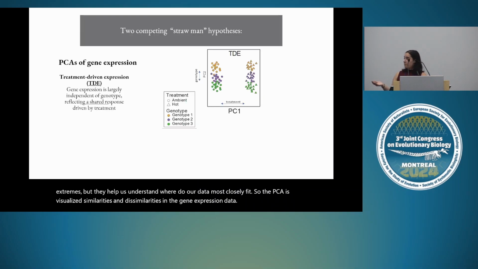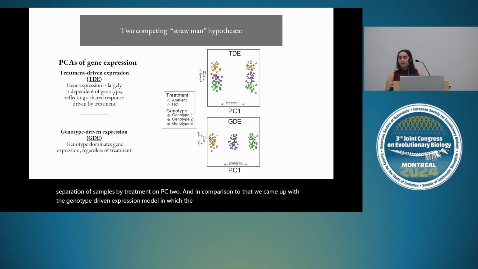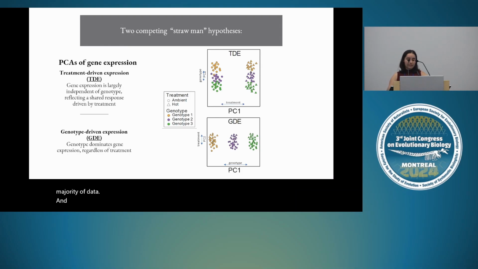Our first hypothesis was a treatment-driven expression model in which treatment explains the vast majority of the data, as shown by the separation of samples by treatment on PC1, and genotype explains a smaller amount of variation, as shown by the smaller separation of samples by genotype on PC2. In comparison, we came up with the genotype-driven expression model, the exact opposite, where samples are more strongly separated by genotype on PC1, which explains the vast majority of data, and samples are separated less so by treatment, as shown by a smaller separation on PC2, which explains a smaller amount of variation in the data.